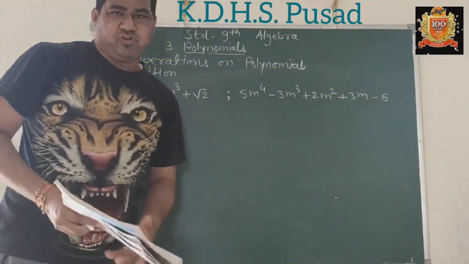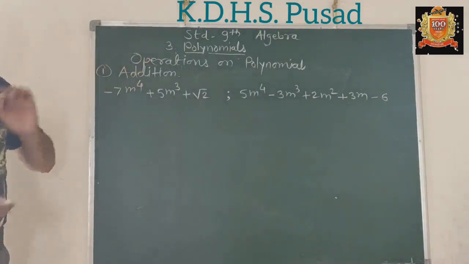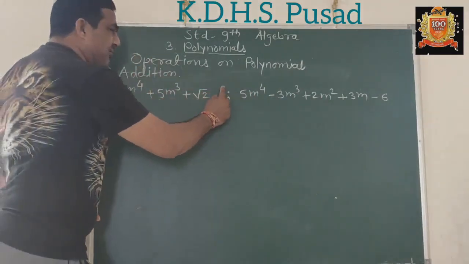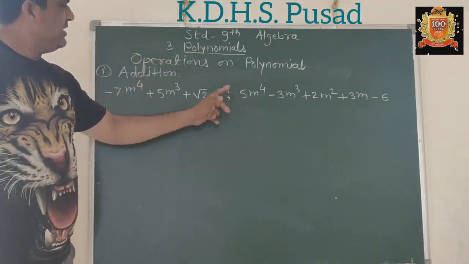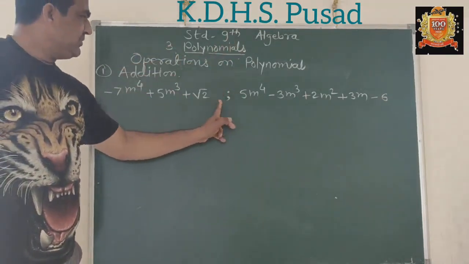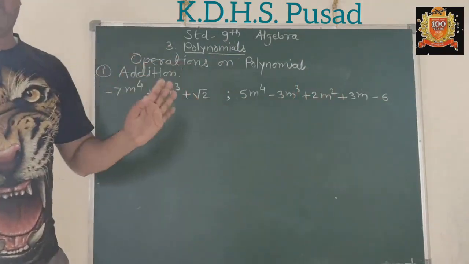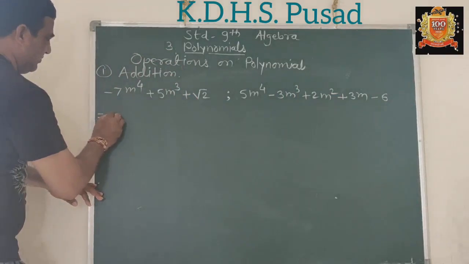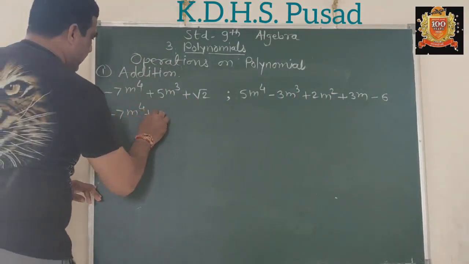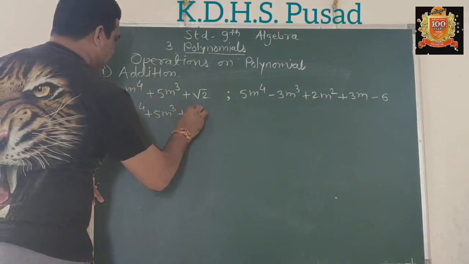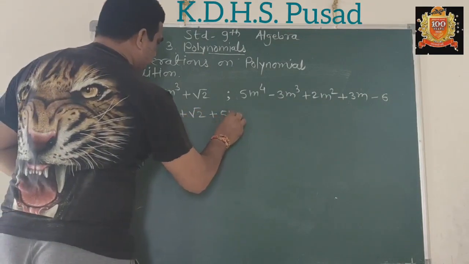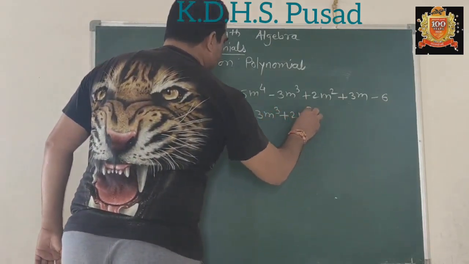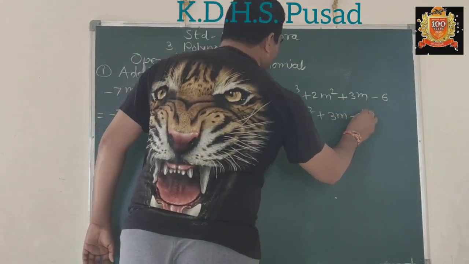First polynomial, second polynomial. And now we want to perform their addition. Simple thing, whenever you want to perform addition, if there is a plus sign, write down the plus sign. But if there is a minus sign, write it down as it is. For addition, there is no need to make a bracket. Write directly. So here I use the equal sign: minus 7m to the power 4 plus 5m cube plus root 2 plus 5m to the power 4 minus 3m cube plus 2m square plus 3m minus 6.